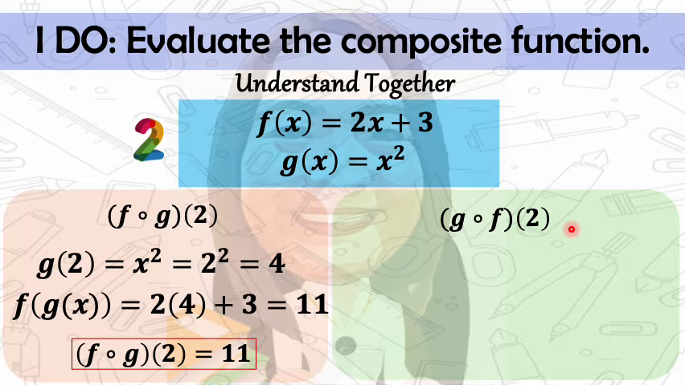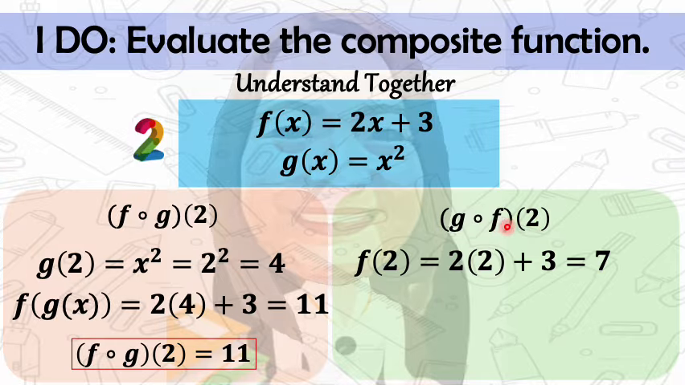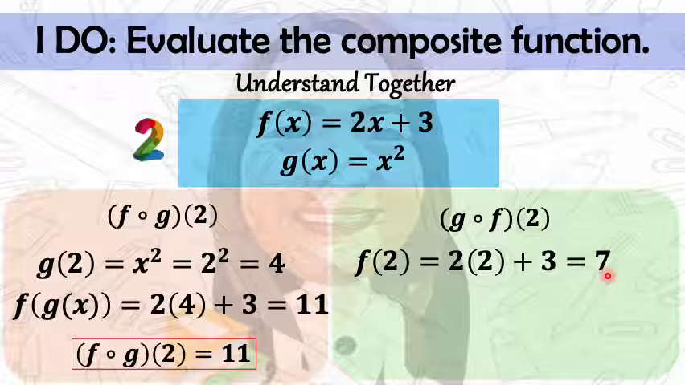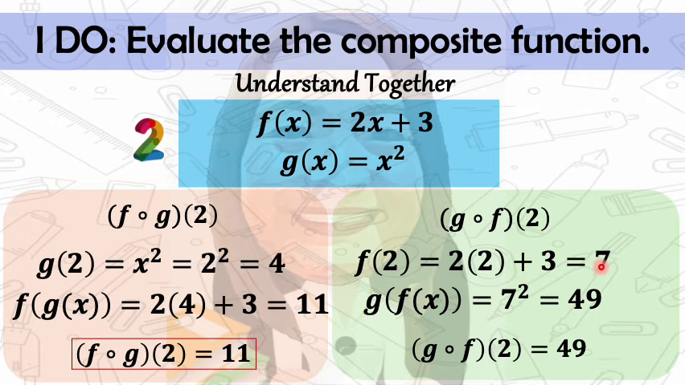Let's go to the second example. g composite f of 2. So here we're going to plug in 2 to the function f first, like this. And after having f of 2, which is 7, we will plug in 7 to the g of x, like that. So our final answer, or the value for the composite function g of f, is 49.